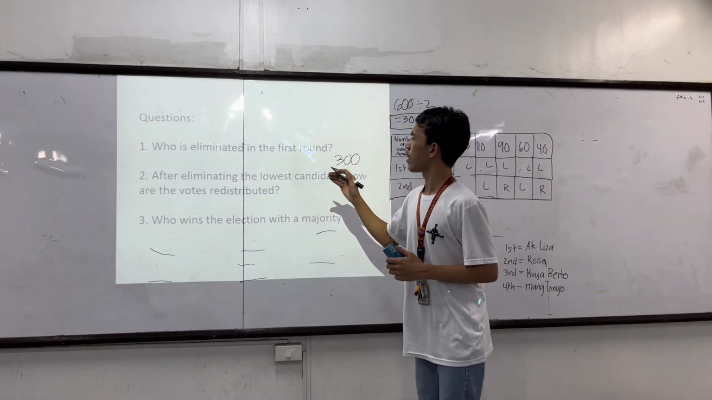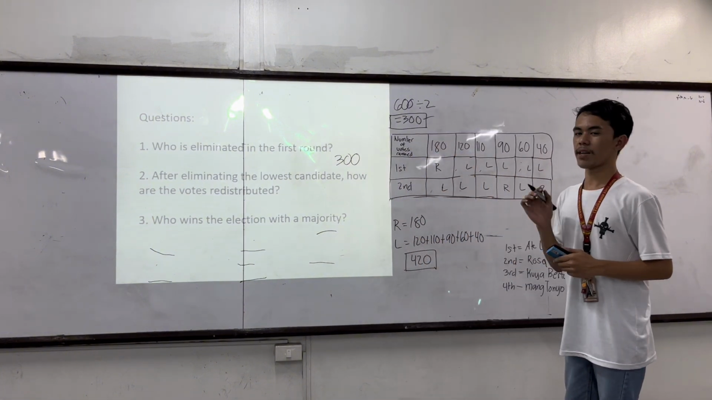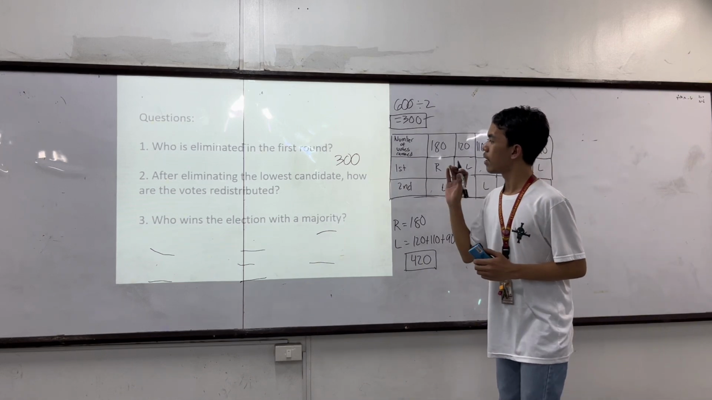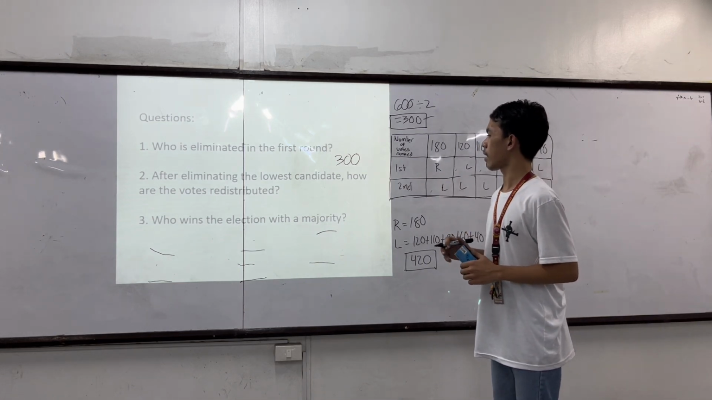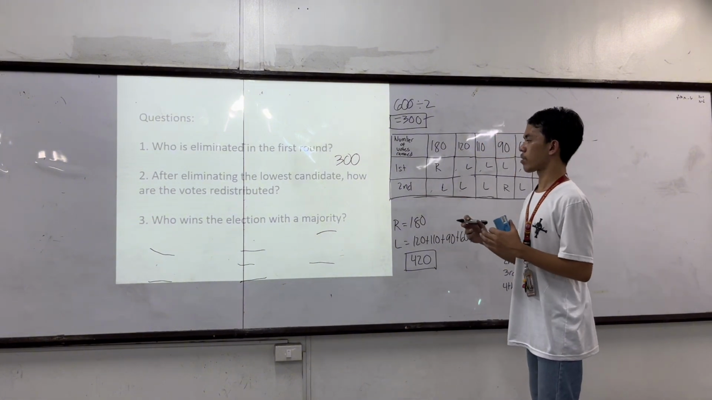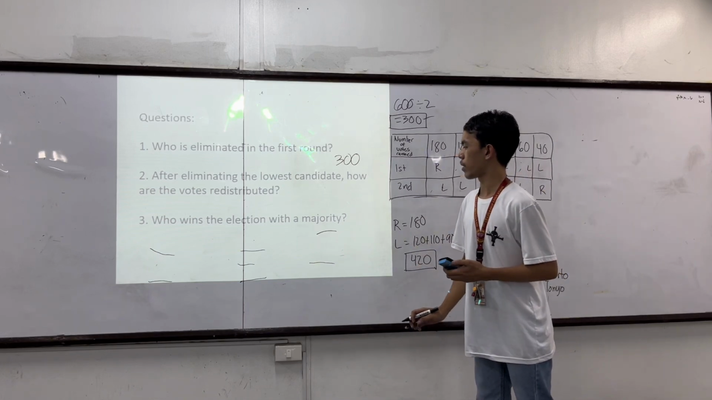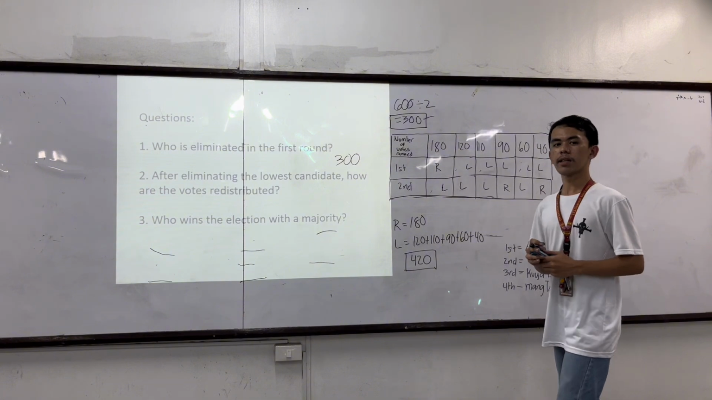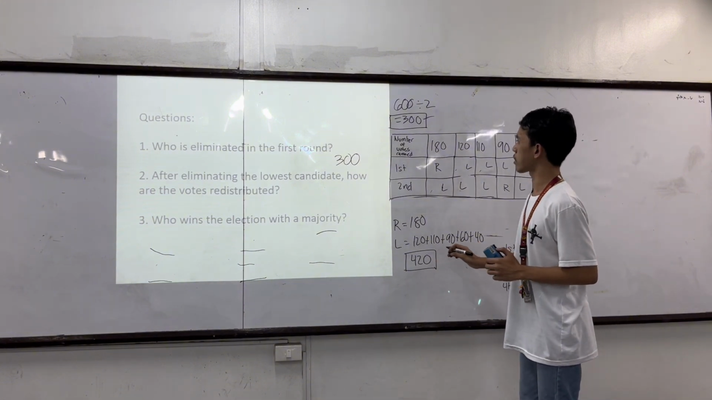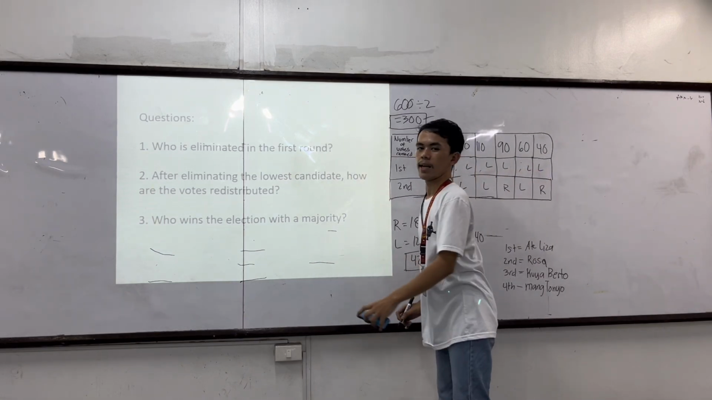So who is eliminated first in the first round? The one eliminated in the first round is Mang Tonyo. And second question, after eliminating the lowest candidate, how are the votes redistributed? It's redistributed to the next choice of the eliminated candidate's voters. And who wins the election with a majority? The winner of the election will be Ate Liza, with 420 votes, and the majority is 300. And that's all.